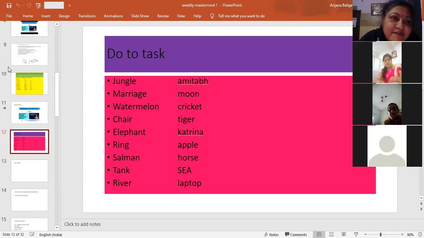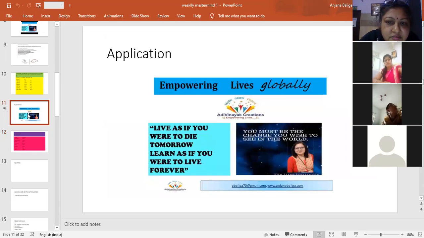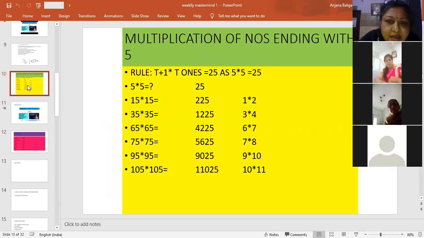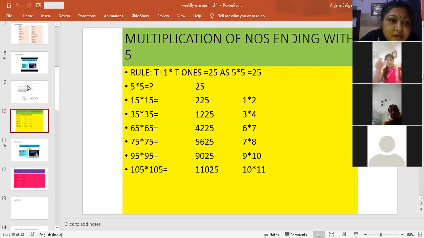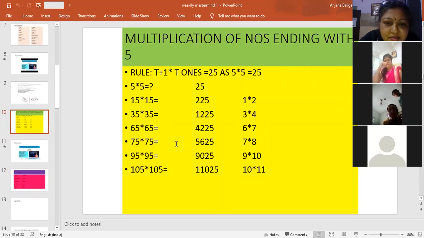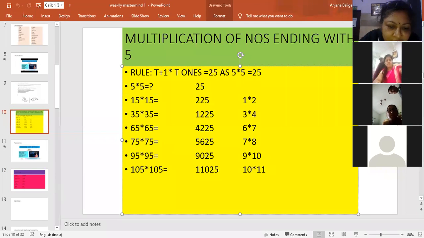And we'll meet at 7 p.m. Can you display the previous slide? Any doubts, Megha? Can you display the previous slide? Previous slide was this one. Which one? Multiplication. This one. Oh, ma'am, next slide. Next was a different one, wait.